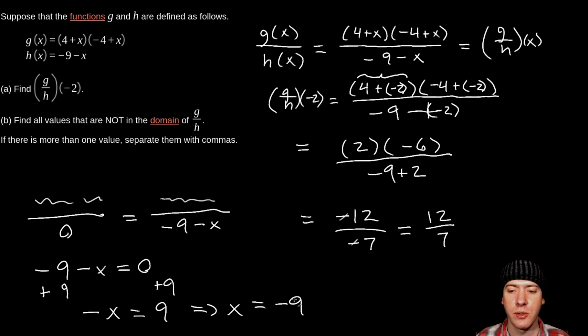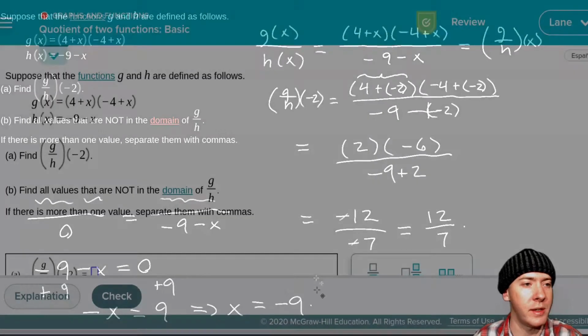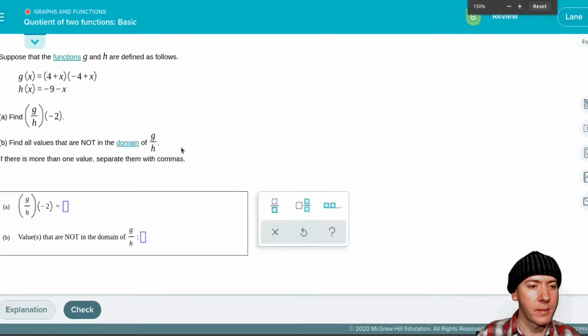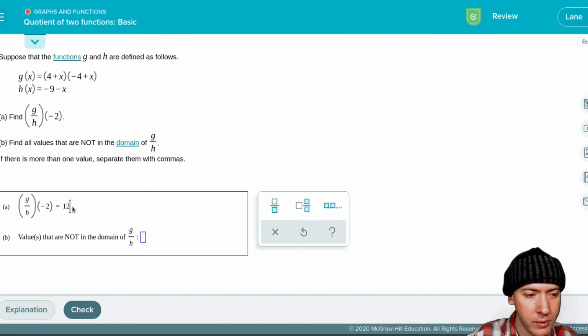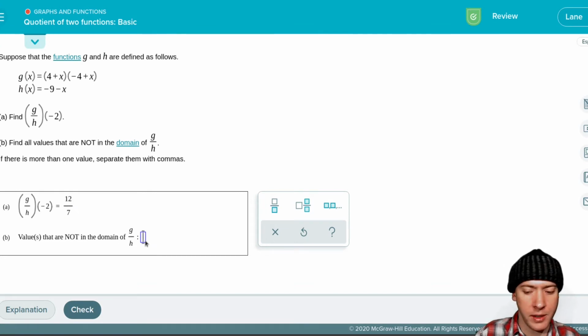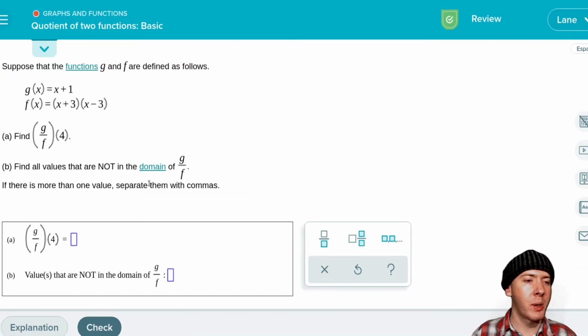All right. So the value of the function at -2 for part A is 12 over 7. And the only value that's not in the domain is the number -9. So let's go back over to Alex and we'll put this answer in. Okay, so we've got 12 over 7 for the first part, and -9 is not in the domain. This problem is similar. I'd like you to pause the video if you like and try to work this out on your own.